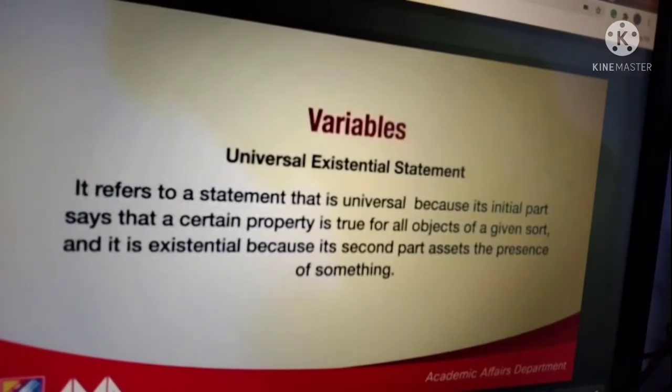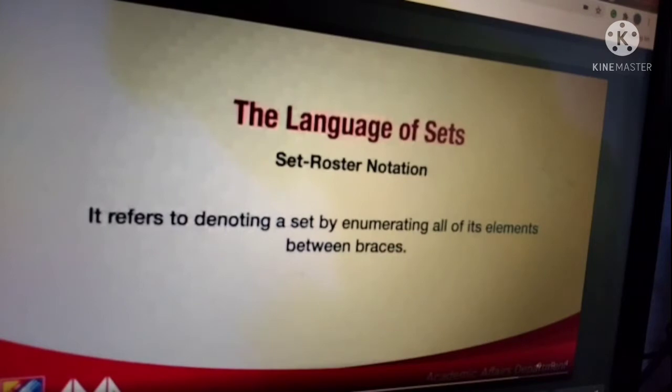To continue with variables, let us go to universal existential statement. It refers to a statement that is universal because its initial part says that a certain property is true for all objects of a given sort. True for all objects. It is existential because its second part asserts the presence of something. Existential siya kasi nga exists, no? It exists. No, present siya. So that's the reason why existential.